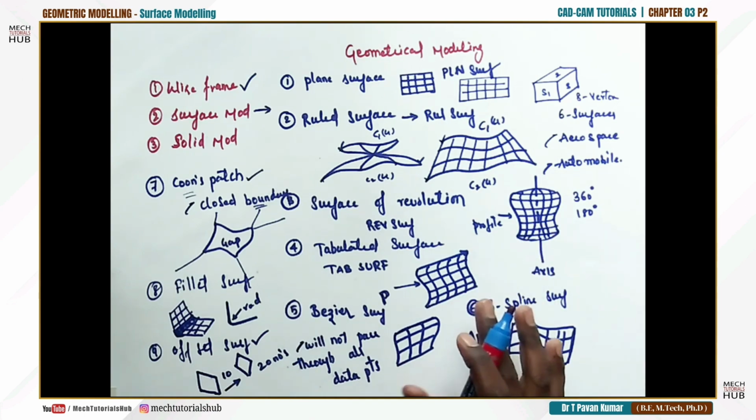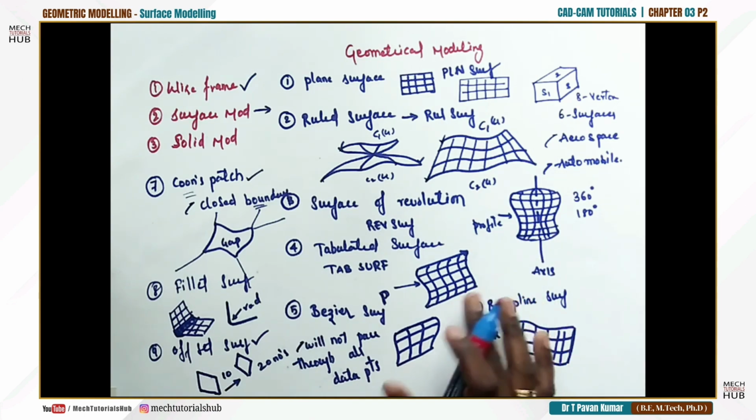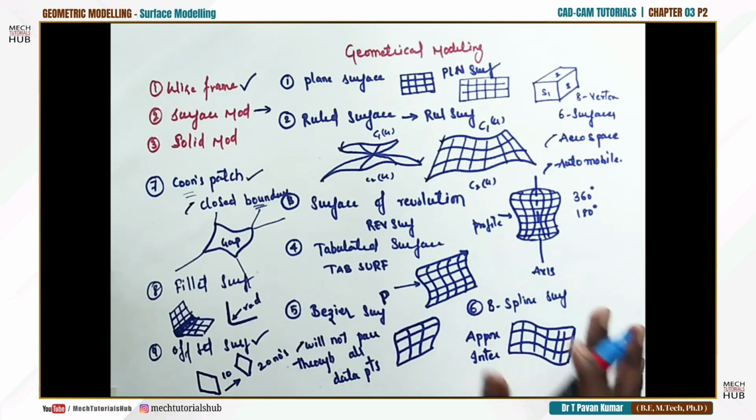Okay, this is all for now. This is all about surface modeling. In part 3 of geometrical modeling, we'll talk about solid modeling, which is the complete representation of a model.